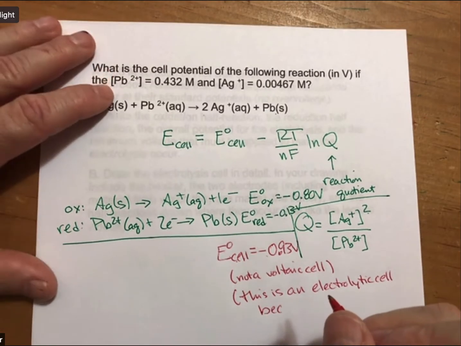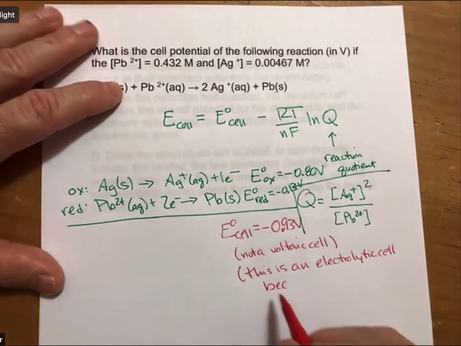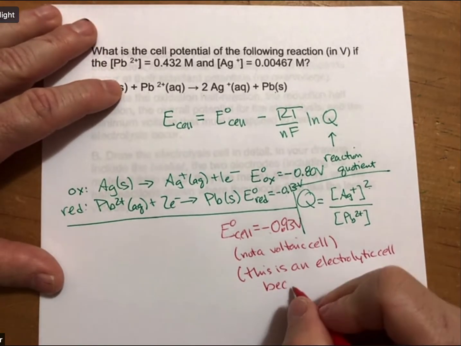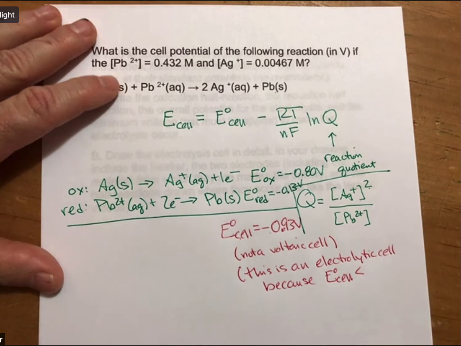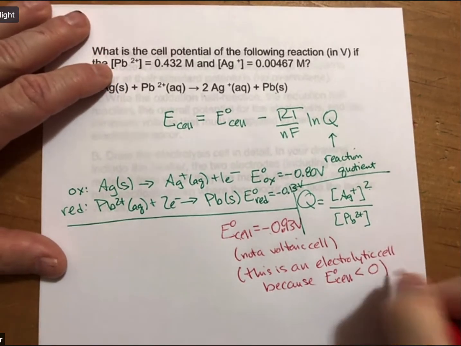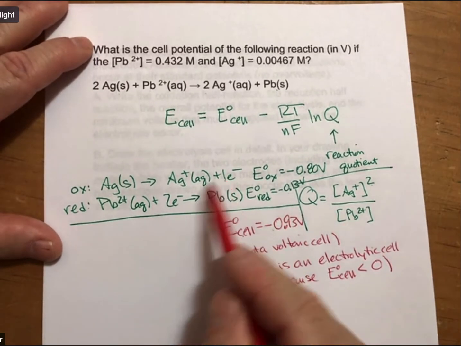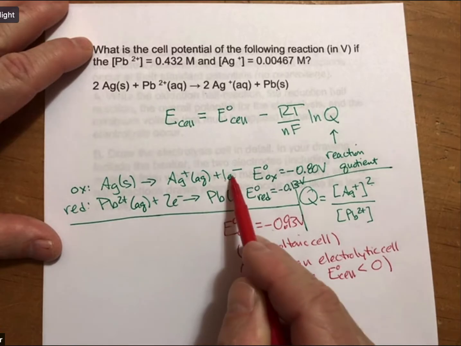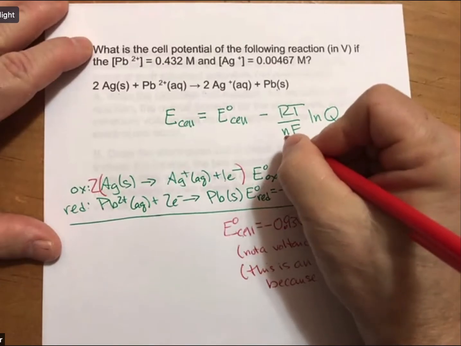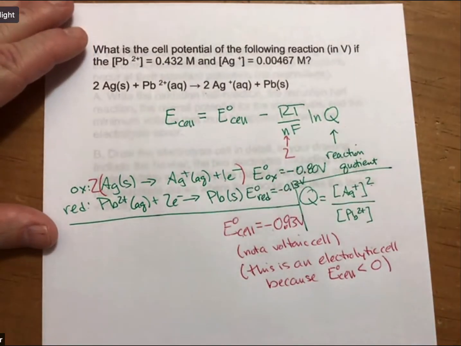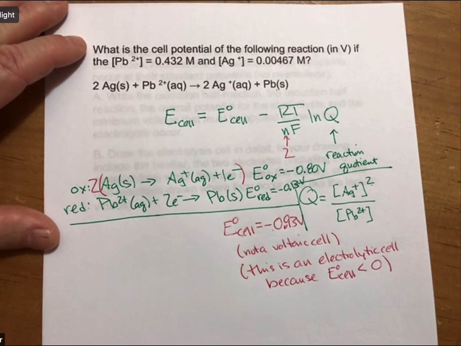So I'm just going to write that here so that you'll be able to reference this when you get to those homework questions. This is an electrolytic cell because the cell potential is negative or less than 0. Now also, we see 2 electrons here. We need to do 2 electrons for the top. That means that n equals 2. And now we have enough information to plug in and solve this problem.